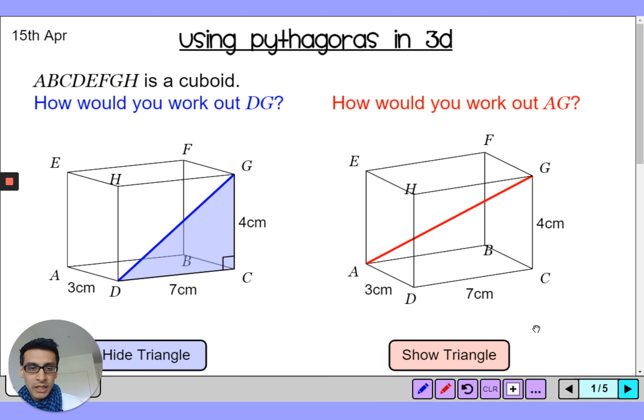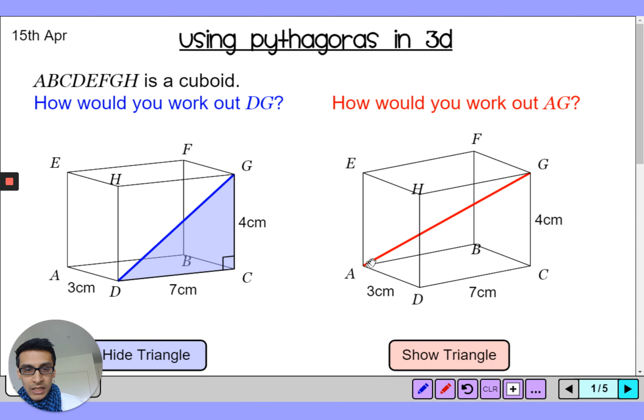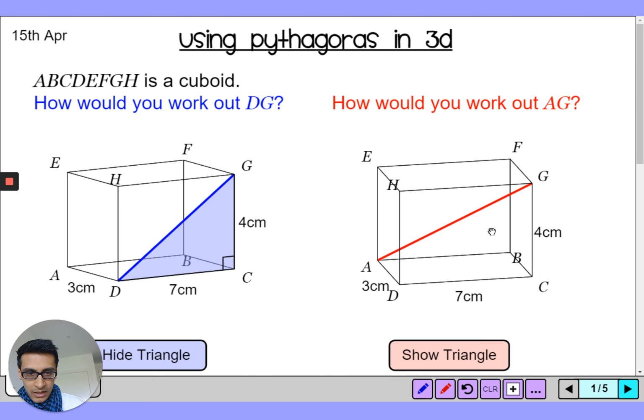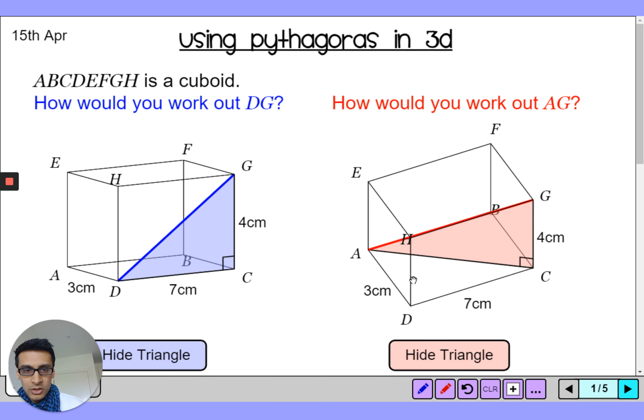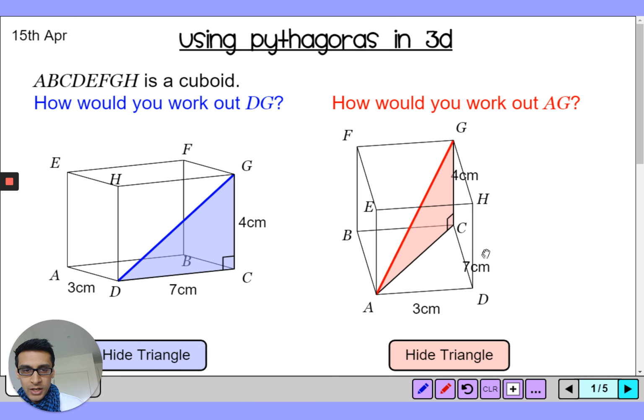Another type of question you might get is a cuboid like this, where you're working out lengths between two vertices that are not on the same plane. So again, you can see that goes from the front face to the back face and on different sides of the shape. So that's the triangle we're interested in. And again, you should be able to see that triangle when you're dealing with 3D Pythagoras questions.